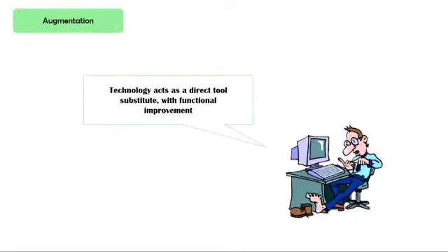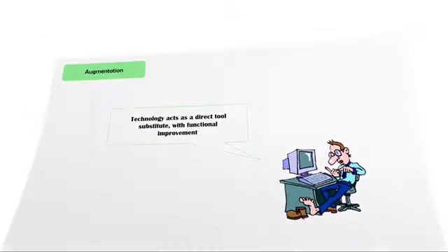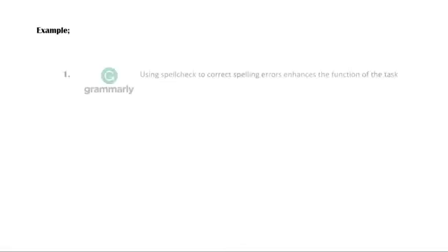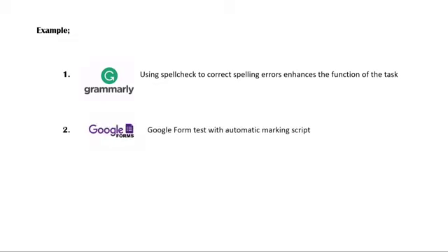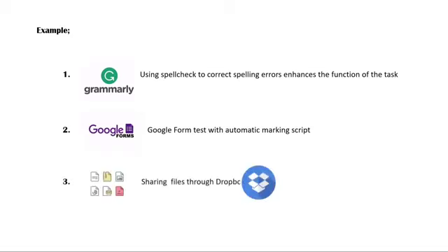The second stage of the SAMR model is augmentation. Augmentation is when technology acts as a direct tool substitute with functional improvement. For example, the student can use spelling check to correct spelling errors and change the function of the task. Second, the student can use a Google Form test with an automatic marking script. And third, the student can share files through Dropbox.